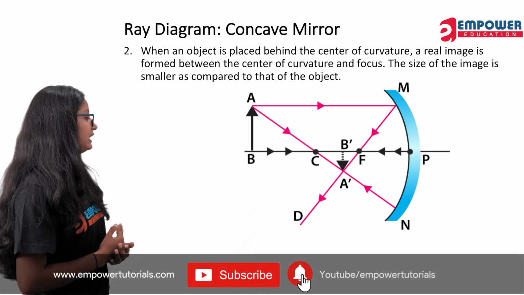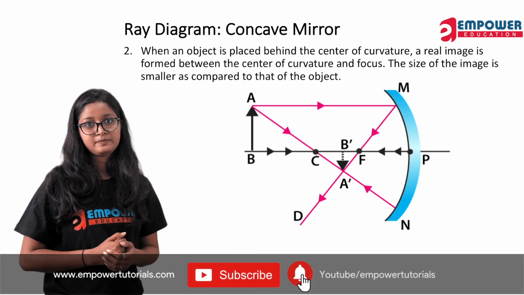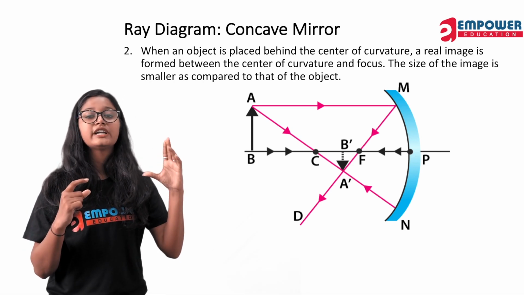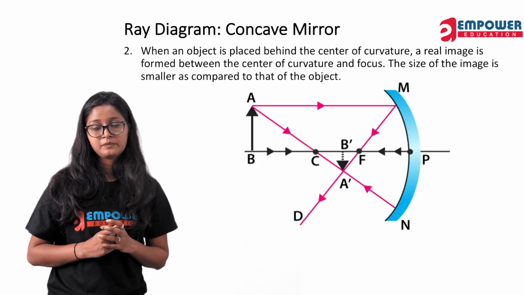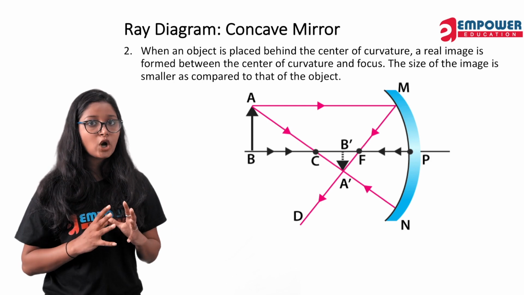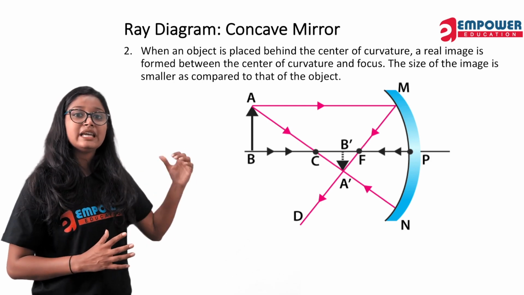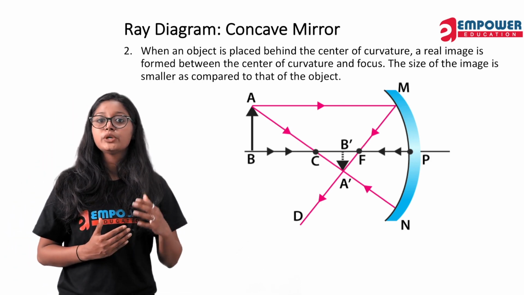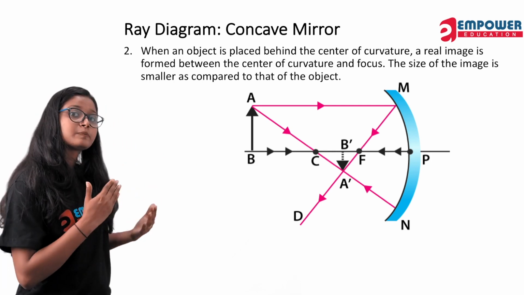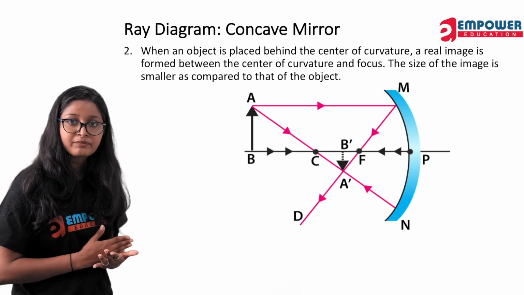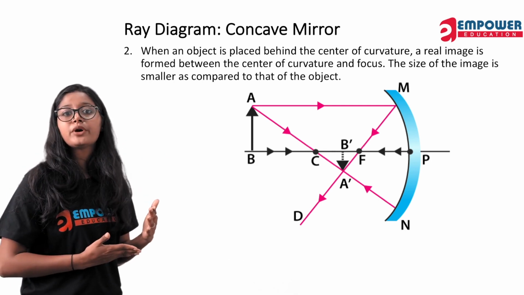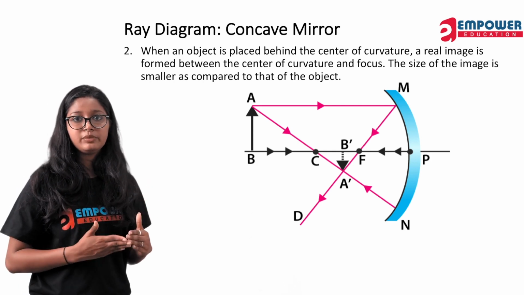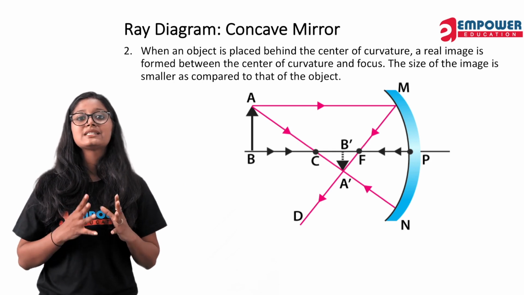Now if you look carefully at the formation of the image in this diagram, you will see that the size of the image is very small compared to the size of the object. So you know that when an object is placed beyond the center of curvature, the ray of light passes through the focal point and the center of curvature, and they meet at a point where the image will be formed. So this is about the second ray diagram.